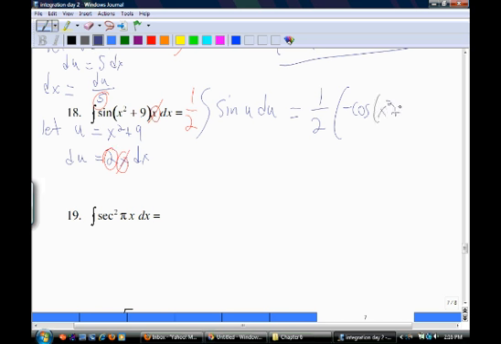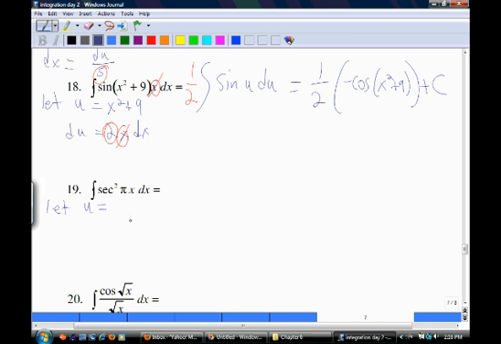Next one, secant squared. So, again, start off with your let statement. Let u equal pi x. Pi is actually pronounced p. I didn't know that. So it's actually pronounced p x, because in Greek, I is pronounced e, but that's alright. So du is equal to just pi, or p, dx. Again, you can do it my way if you want.